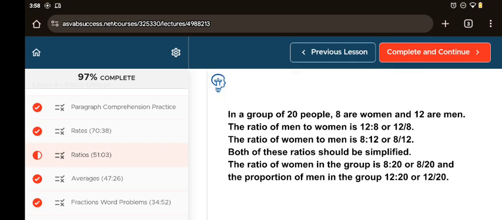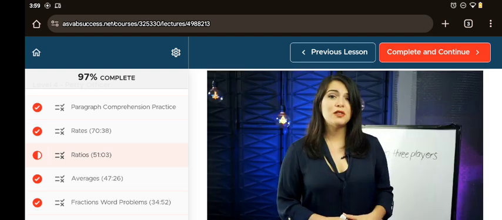In a group of 20 people, 8 are women and 12 are men. The ratio of men to women is 12 to 8, or 12 over 8. The ratio of women to men is 8 to 12, or 8 over 12. Both of these ratios should be simplified, so the ratio of women in the group is 8 to 20, or the proportion of men in the group is 12 to 20. It is important to pay close attention to the words used in the question.